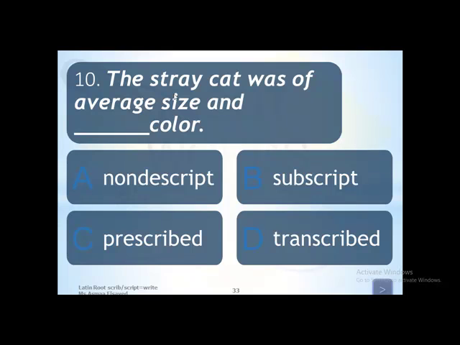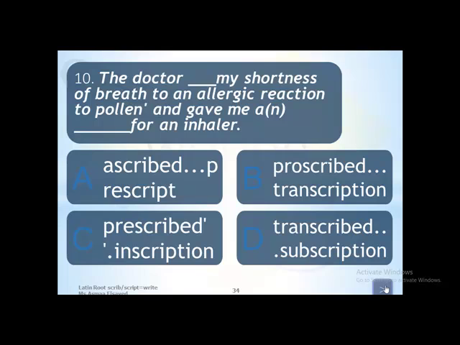The final question for this. The stray cat. Stray means that's a street cat. Was of average size, it means that's regular. And color. So color here refers to, does she have a distinctive color? It's an average ordinary cat, so nondescript. Okay, the following question is the last one. The doctor my shortness of breath to an allergic reaction to pollen, and gave me a or an for inhaler. So the doctor ascribed my shortness of breath to an allergic reaction to pollen and gave me a prescription. Yes, that's the answer. Yeah, lucky me.